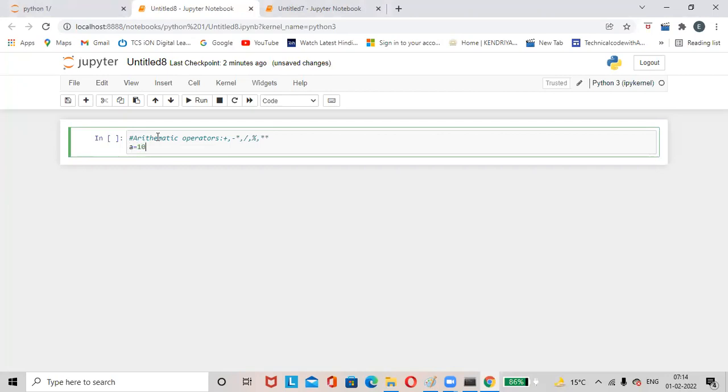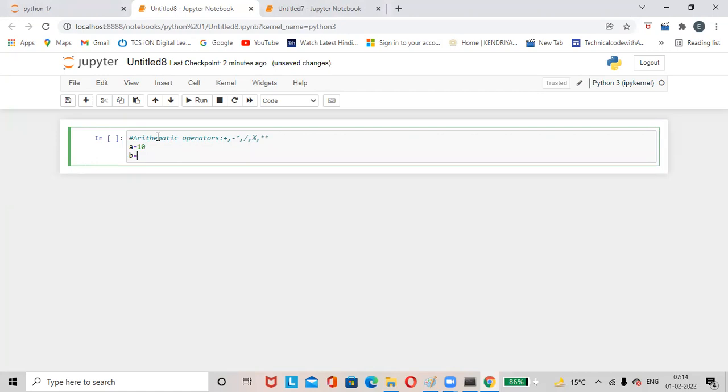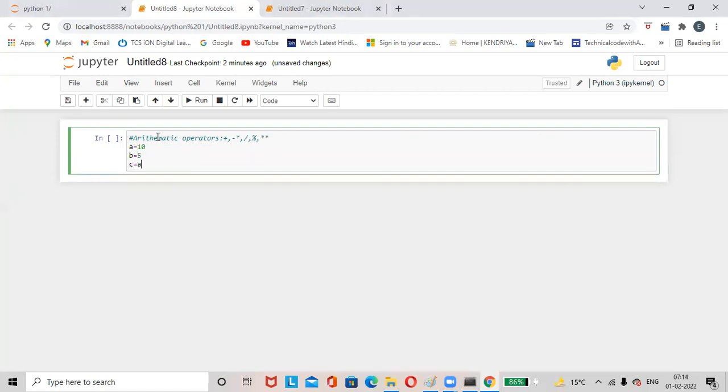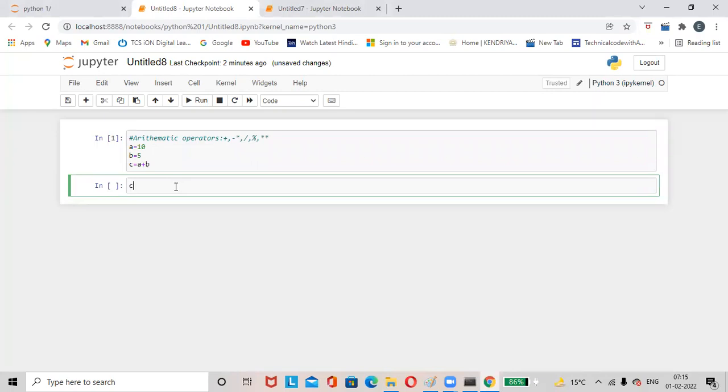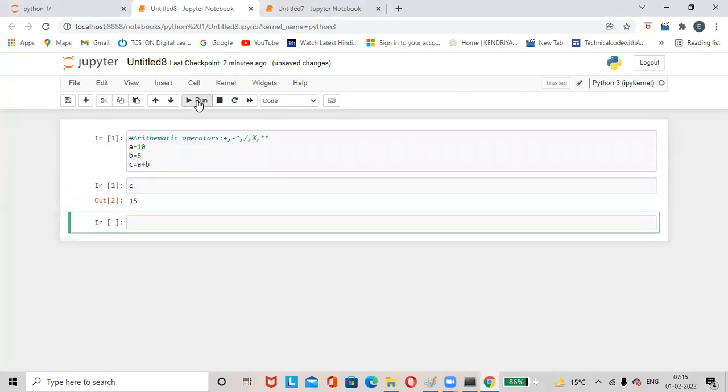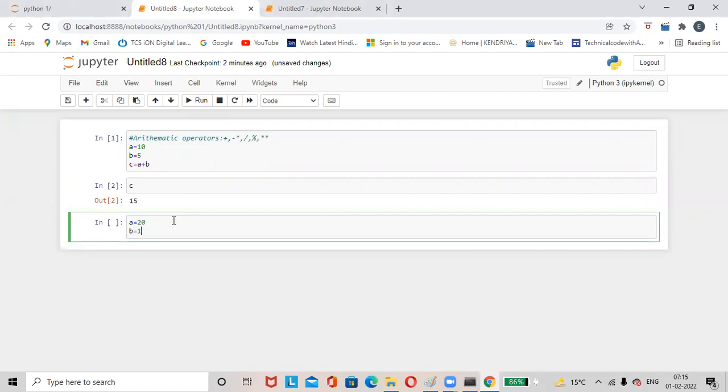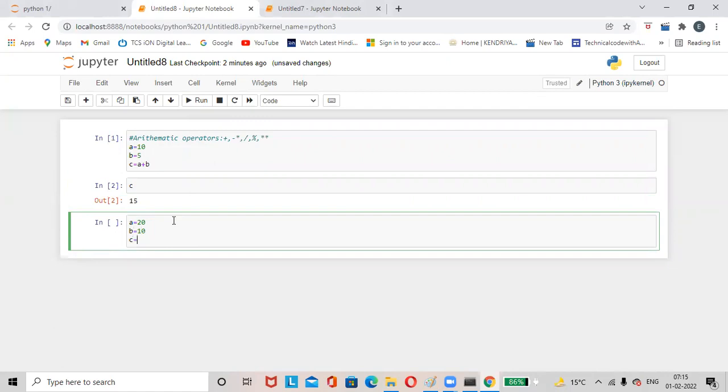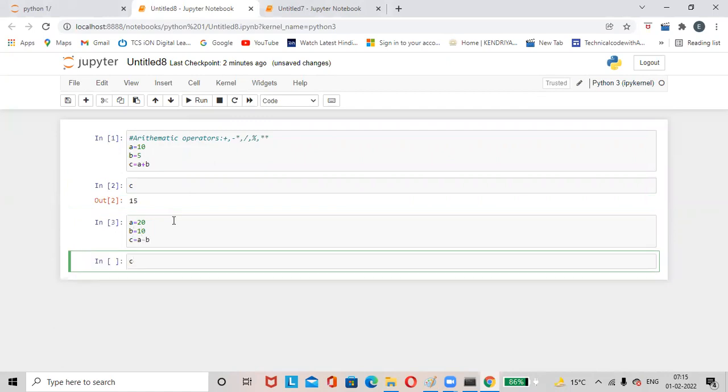A equals 10, B equals 5, C equals A plus B. Then run the code here, print the value of C. Here the C value is 15. A equals 20, B equals 10, C equals A minus B. Run the code, print the value of C.